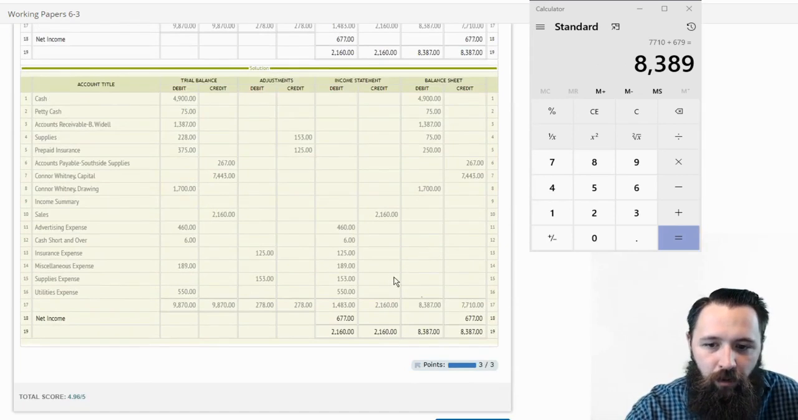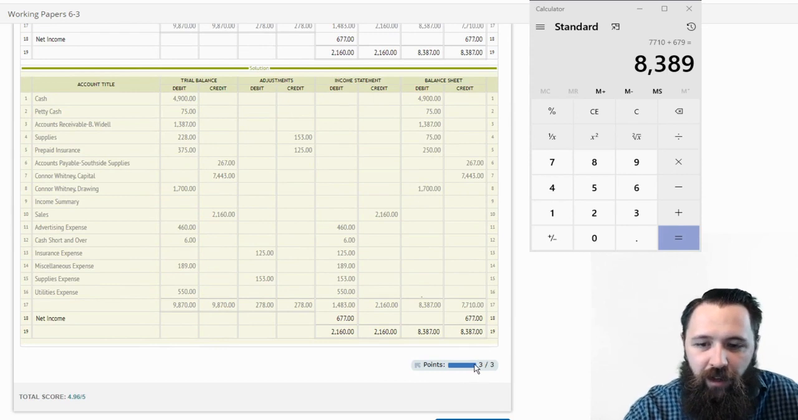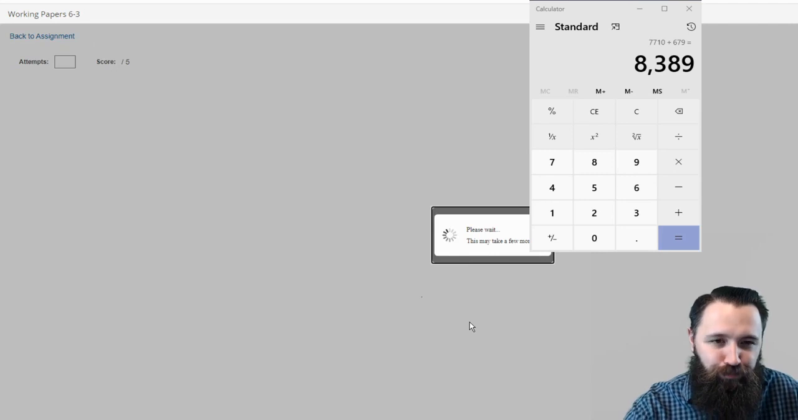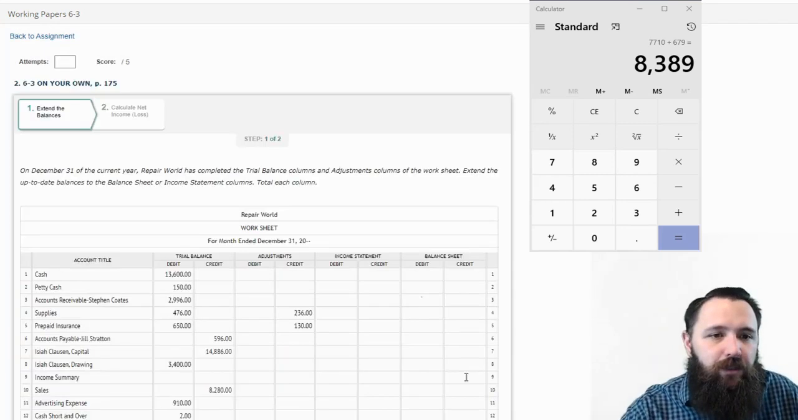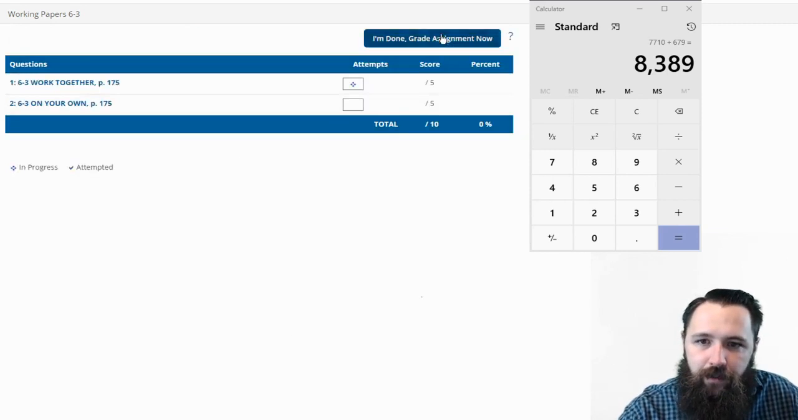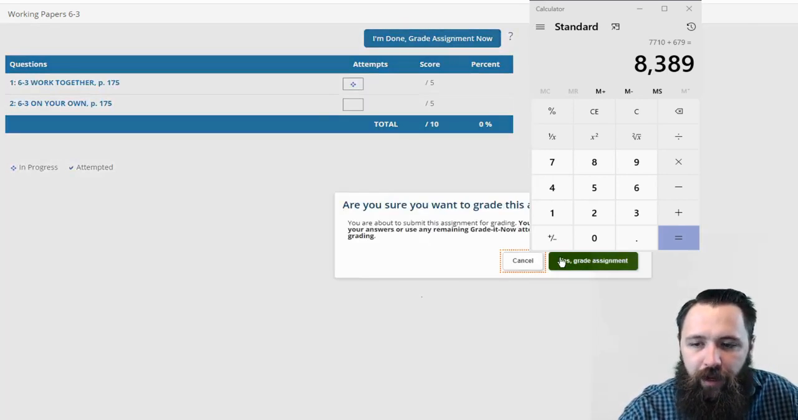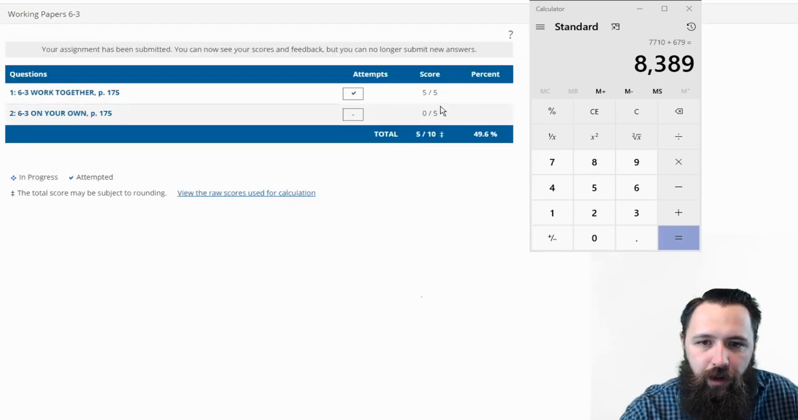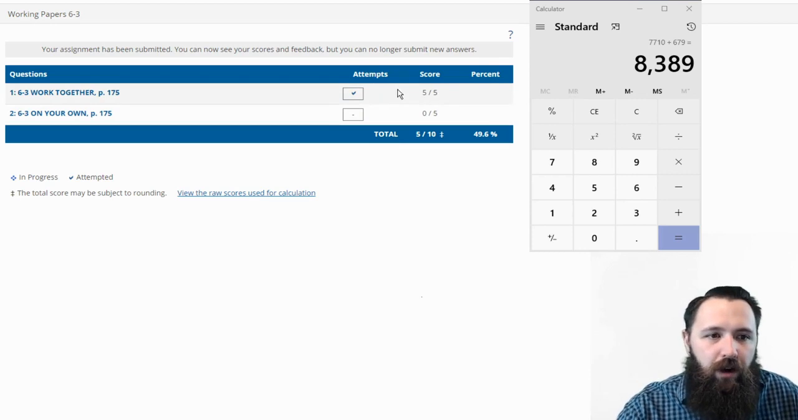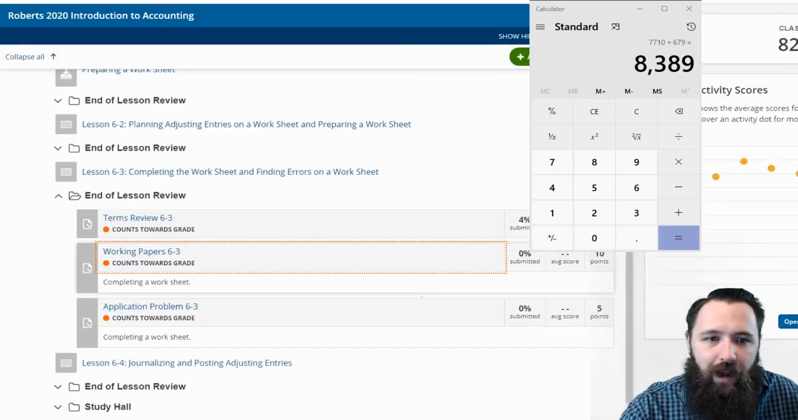And there we go. 3 out of 3. It all works. So let's save and continue here. It's going to bring us to our On Your Own, which is the same stuff. Okay. And let's grade it. We should have like a 4.95 because of that 2 that I put in. It actually will calculate it out as a 5 out of 5. So there we go. That's the Work Together and On Your Own.